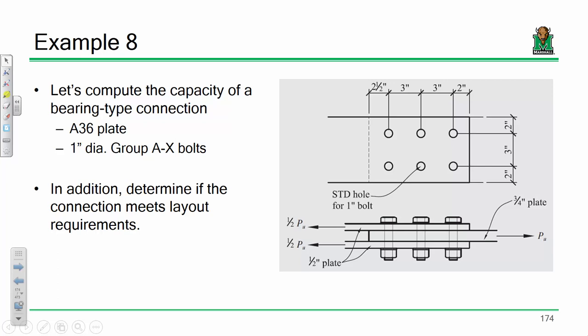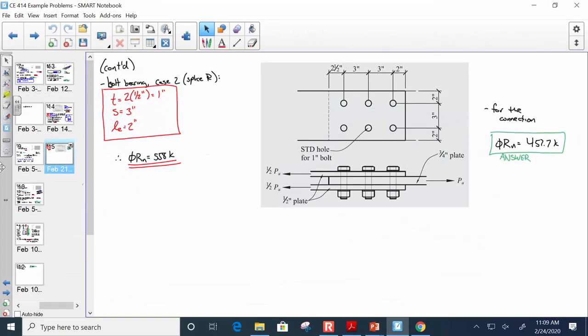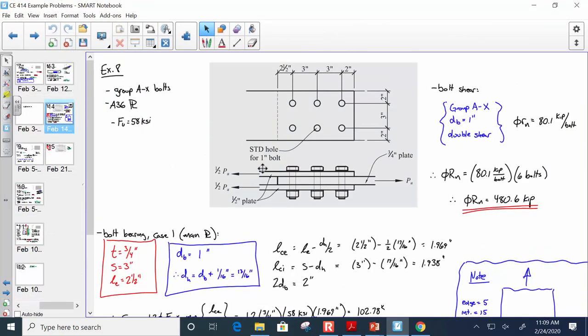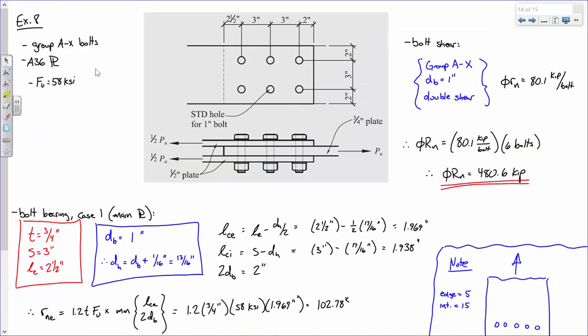All right, now here's the problem that we did last time. We were looking at this bolted connection. This is essentially a splice connection because of the way the connection's lined out, and if that's not clear now, that will be later. What we looked at last time was, here's the connection. First thing we can do is bolt shear. That's really easy. Each bolt could hold up 80.1 kips in shear because it was a group A bolt. Threads were excluded. It's a 1-inch diameter bolt, and it's in double shear. So did the math, and we found that it's 480.6 kips that are required to shear those bolts.